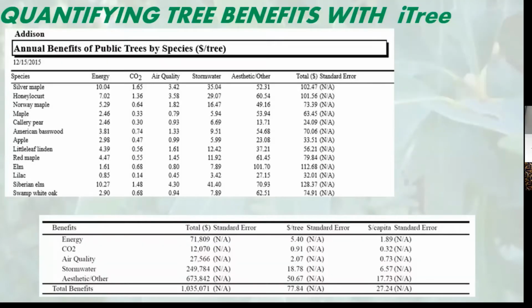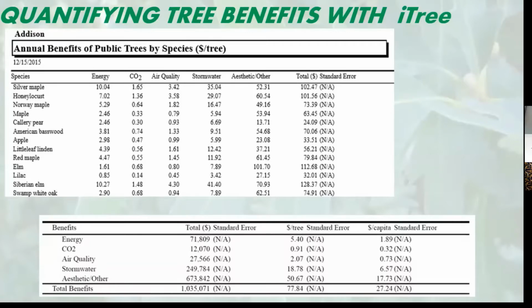There's something called iTree that you can take your tree inventory, if you have one, you can plug in the information, and it gives you actually quantifiable benefits that you get from your urban forest. We're not going to go into this, but just the point is that you actually have quantifiable benefits that you get from your urban forest.